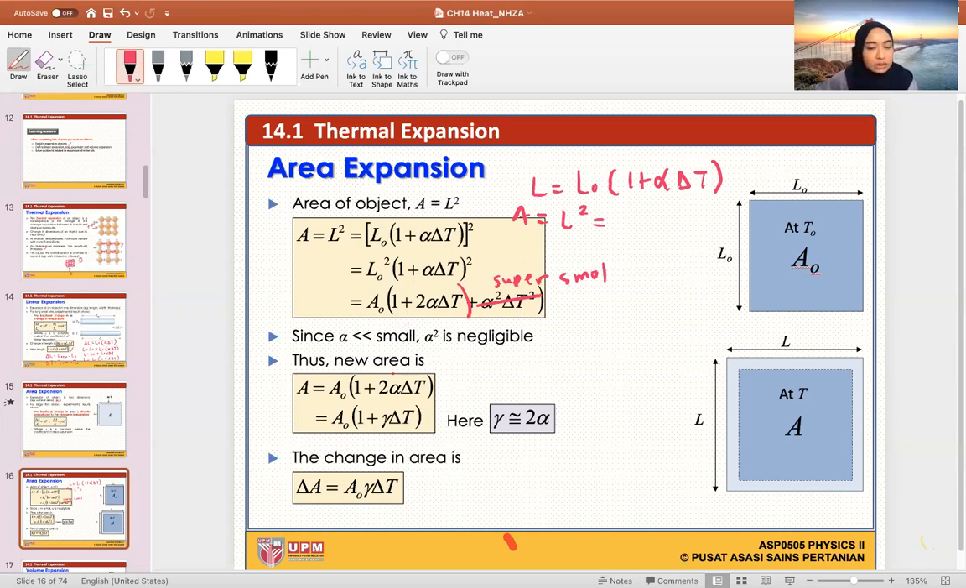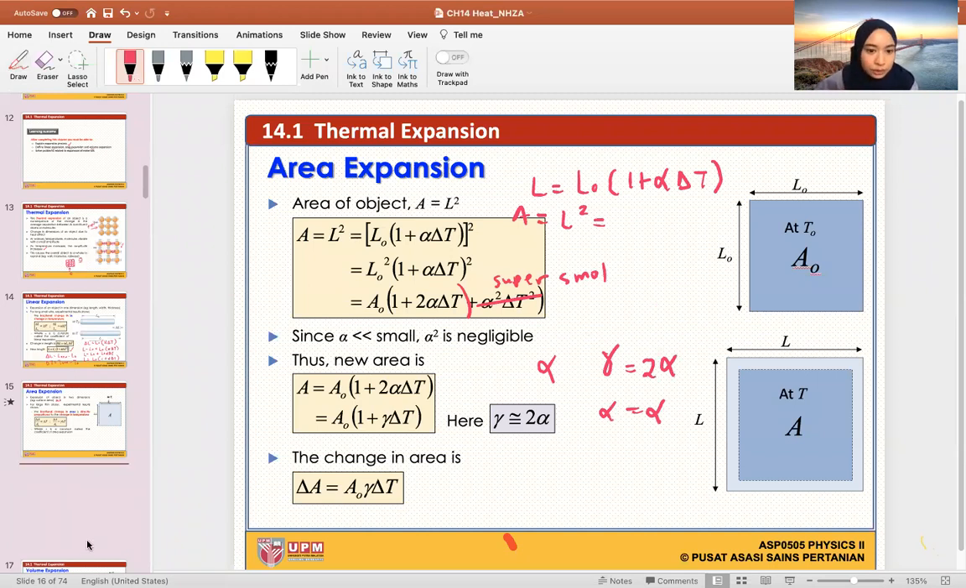And 2 alpha is actually gamma. Earlier we talked about gamma. Now, gamma is equal to 2 alpha. So if they give you alpha in your question, to find gamma for areas, you just multiply by 2. Alpha is just alpha for linear expansion. Typically, they will give you alpha for the question. You need to decide whether it's area, volume, or length. So that's the tricky part there.